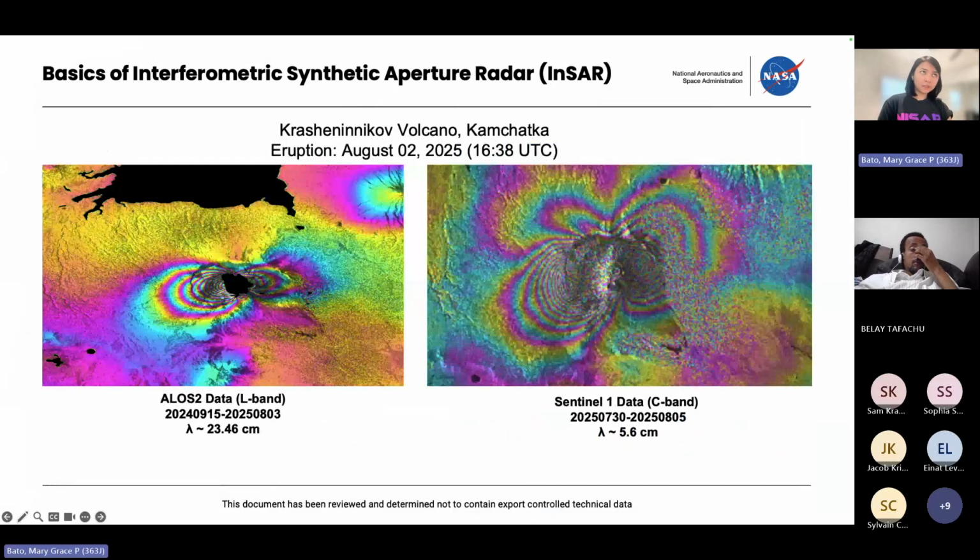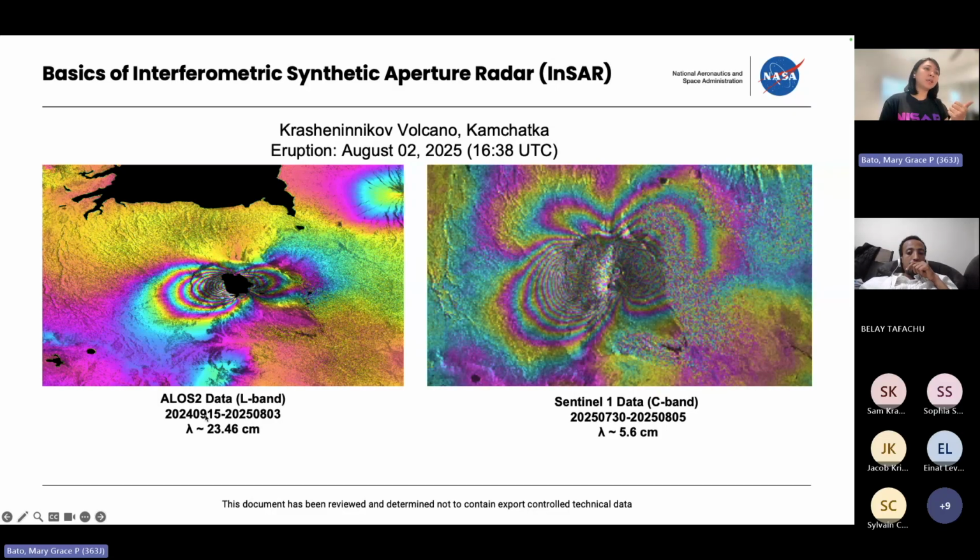So this is one of the examples showing what L-band data can look like and what C-band can look like, capturing the same kind of event. This is again Krasheninnikov volcano in Kamchatka, Russia. It had an eruption on August 2, UTC, which is August 3 local time there. But you can see here, this is more coherent data on L-band. That's one difference. You can see something much noisier in this case.